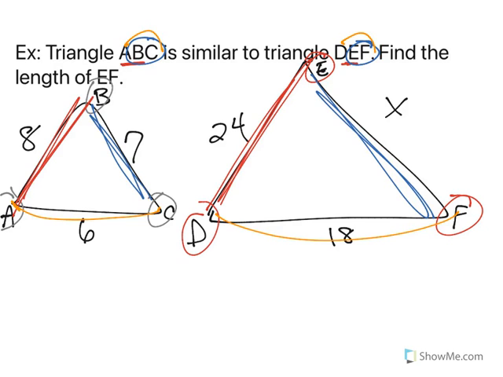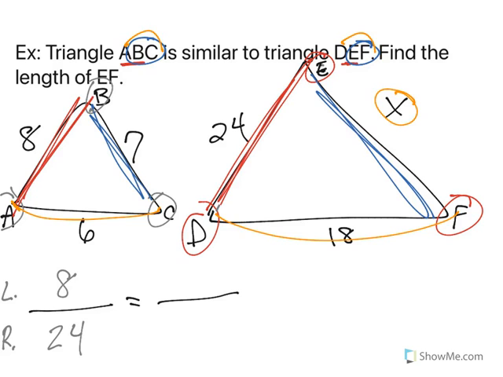So we want to find the length of EF. So we're going to find this. Okay, so pardon all the scratches, but we can see, okay, we just need a proportion, right? We just need two ratios. So I'm going to use the red side, right? AB to DE. So I'm going to put the left triangle on the top, the right triangle on the bottom. You have to be consistent.